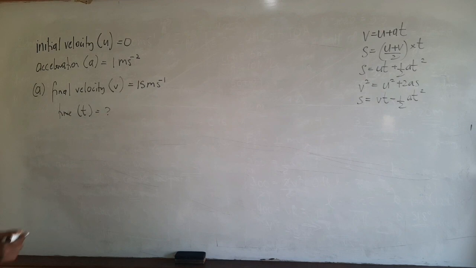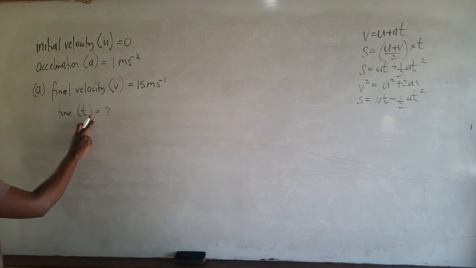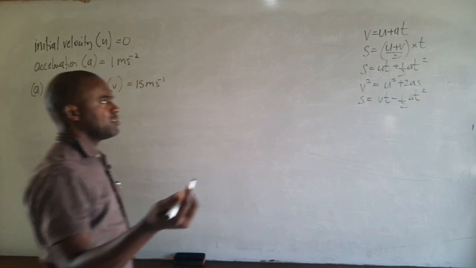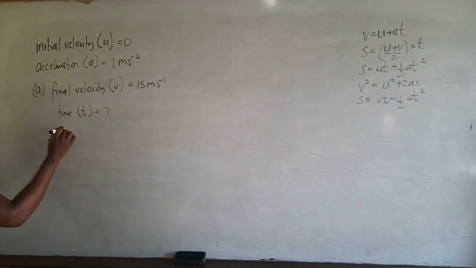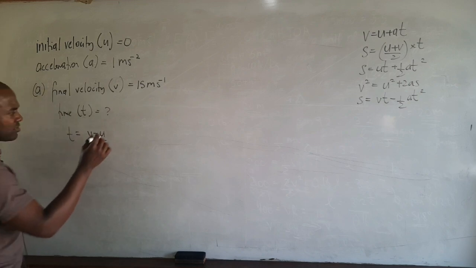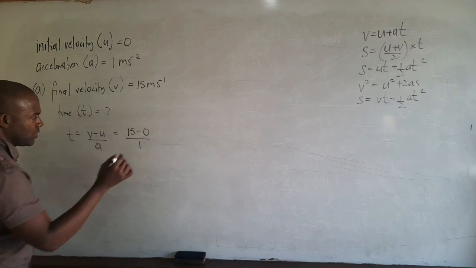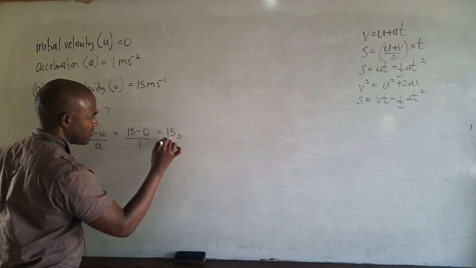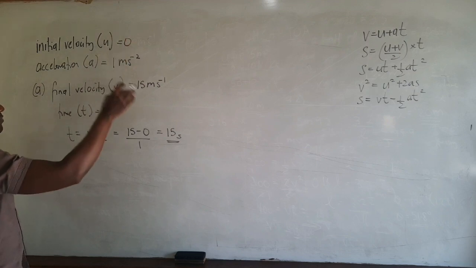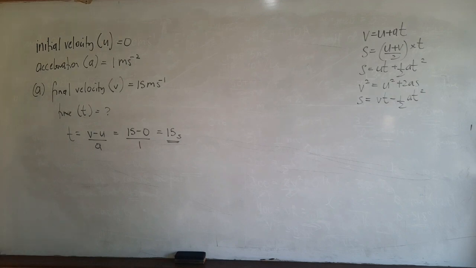Alright? So we have the initial velocity, we have the acceleration A, the final velocity V, and we want to find T. And this of course means that we're going to use a version of this equation, V equals U plus AT, from which we get that t is equal to v minus u over a. And so this gives us 15 minus 0 over 1, and this gives us 15 seconds. So therefore the car took 15 seconds to accelerate from 0 to a velocity of 15 meters per second at a rate of 1 meter per second squared. So that is part A.